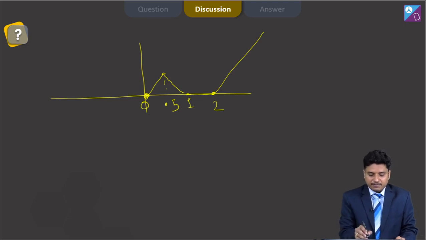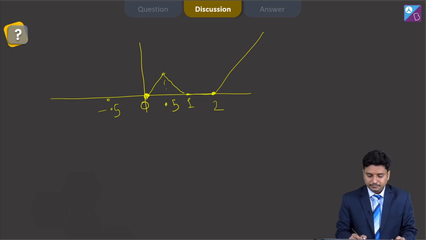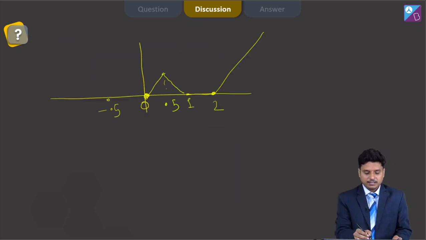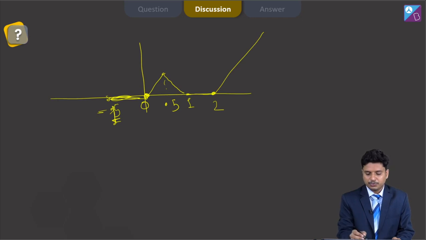Similarly, in the left hand side what will happen? Suppose this is minus 0.5, what will happen in this interval? Now in the left hand side, suppose you have to find h of minus 0.1. So it will vary from minus 0.1 to 0.9. Obviously that minimum value is there at 0. So that will be retained over this period from minus 1 to 0. So this will be the portion that will be retained, like here it was.